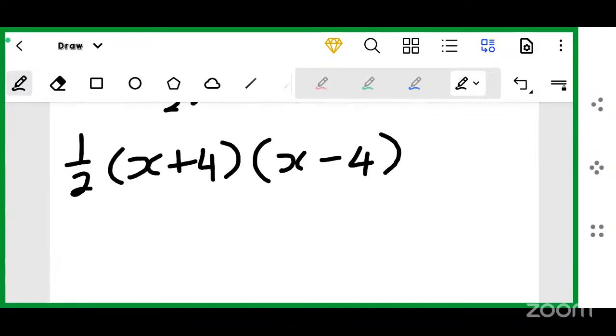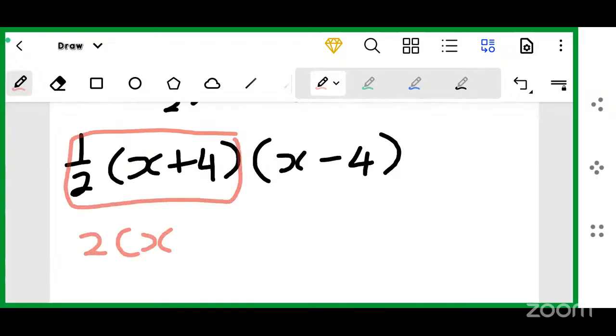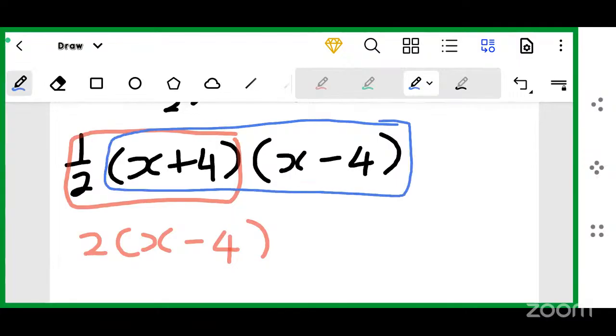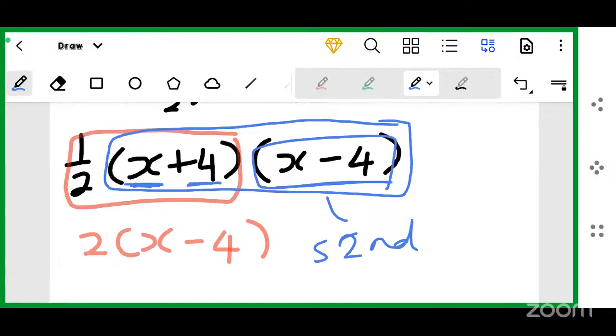Minus 4. So remember, this one is the same as 2x minus 4. And when we look at these ones, I know it's a bit confusing. This one is the same as the second example that we dealt with, whereby we have to take each one. So we take the x, we multiply the x minus 4, and we take the 4, we multiply the x minus 4. Why do we do that? We're trying to remove the bracket. So the main goal here is to remove the bracket.